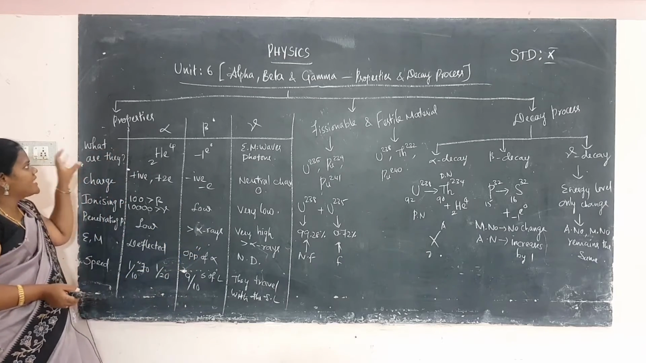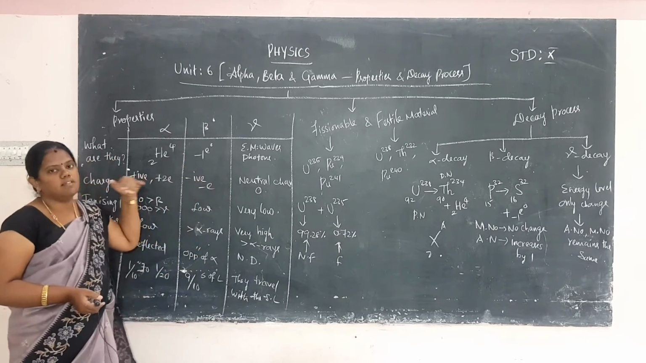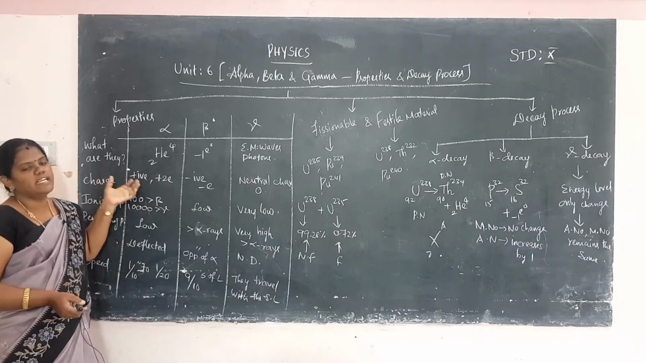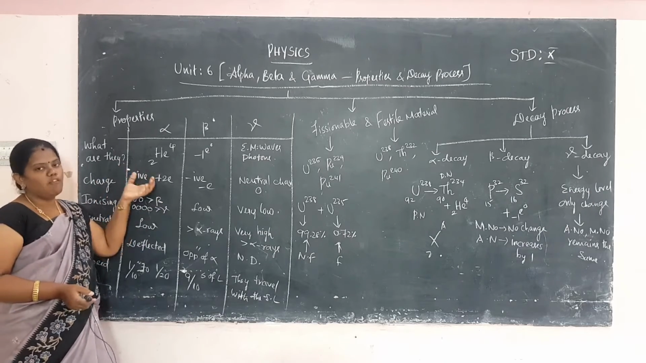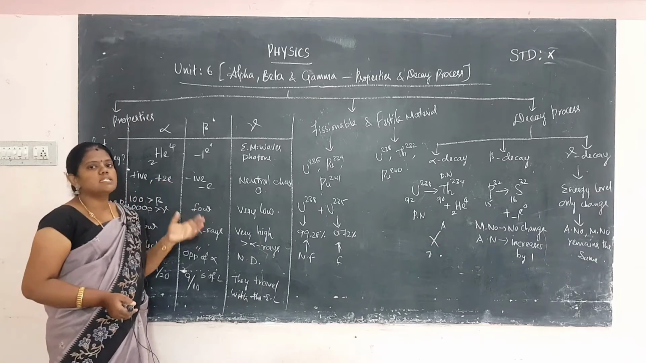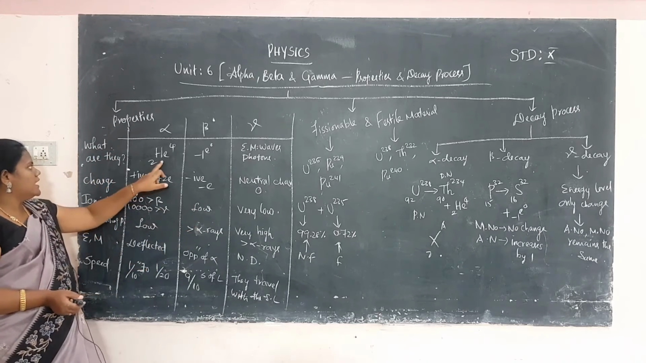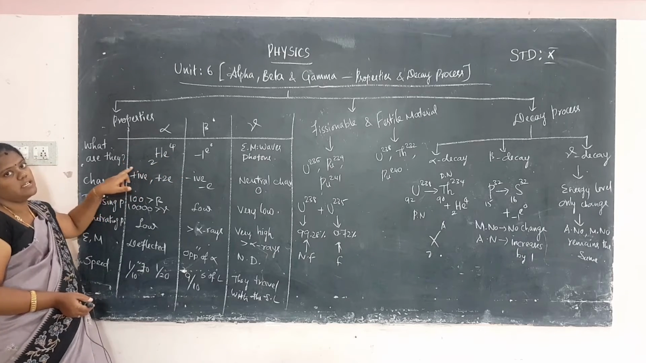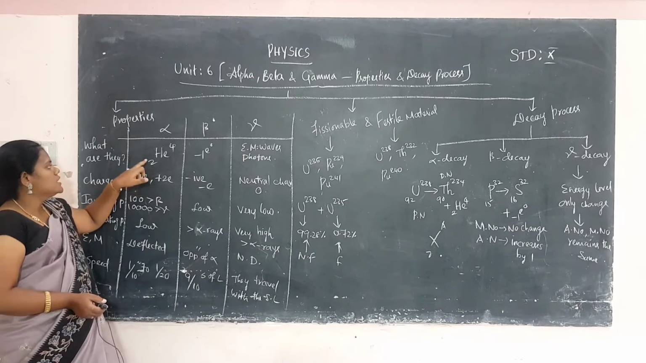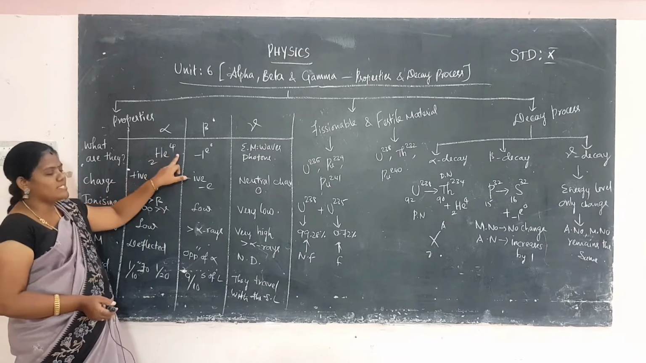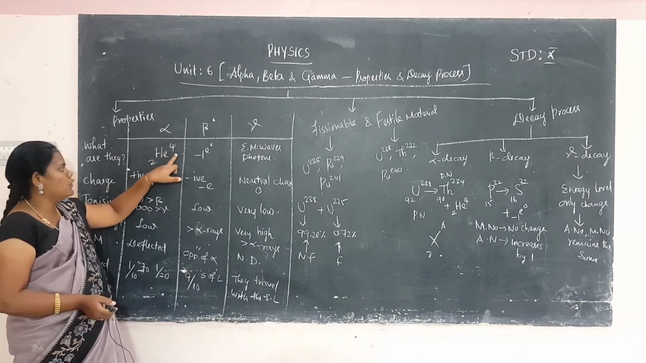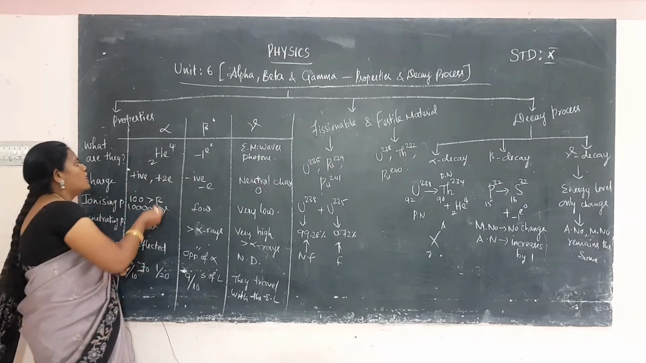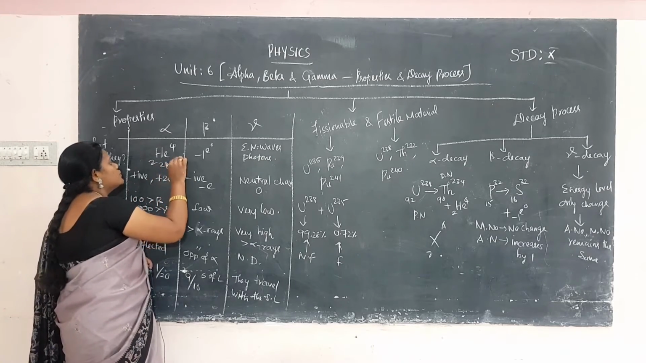First, what is alpha, what is beta, what is gamma? What is an alpha particle, a beta particle, a gamma particle? The alpha particle is the helium nucleus. The helium symbol is helium 2, 4, where 2 is the atomic number and 4 is the mass number, as you learned in 9th standard or lower classes. This is the alpha particle, having 2 protons and 2 neutrons.